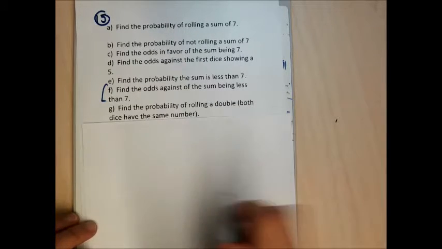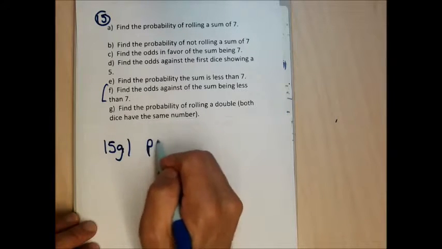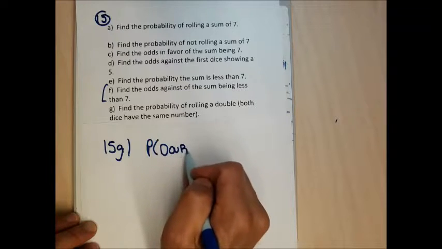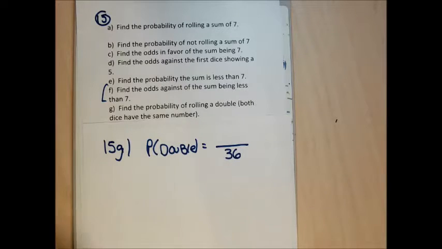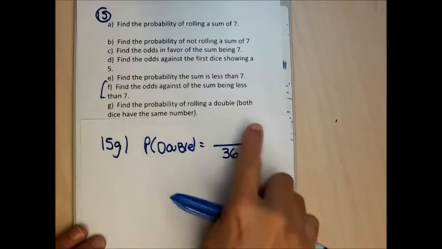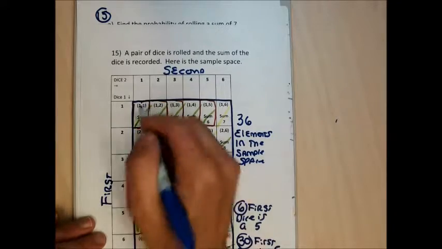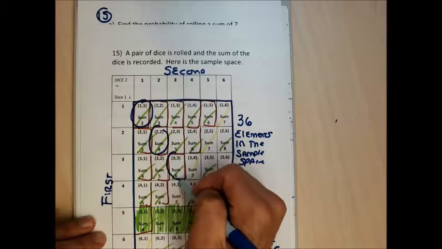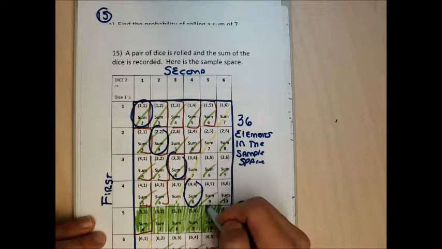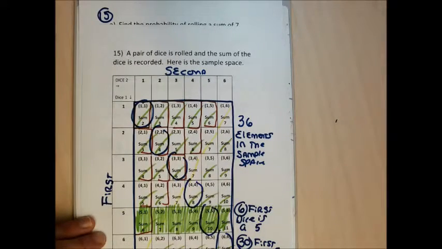Find the probability of rolling a double. So for 15G, the probability of a double. When I'm doing probabilities, I'm going to form a fraction, and in the denominator of the fraction, I'm going to put 36 for the 36 elements in the sample space. The numerator needs to be the number of doubles, and double means both dice having the same number. And the doubles are, here's a double, a 1, 1, a 2, 2 is a double, a 3, 3 is a double, a 4, 4, a 5, 5, and a 6, 6.